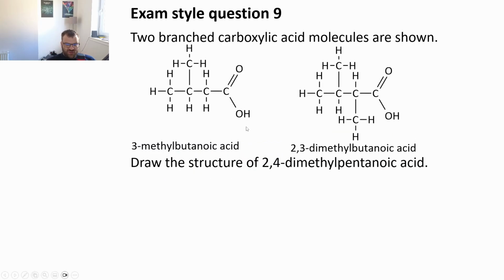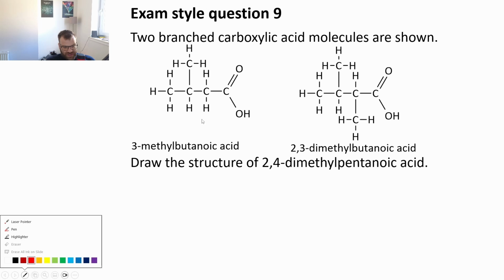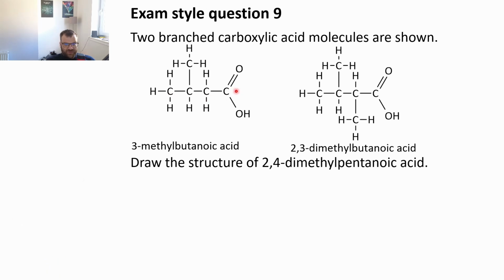Next one, we'll get 2 branched carboxylic acid molecules. They've given us the names for them, so they're kind of helping us out a little bit. Let's just try and make sense of them. So butanoic acid, because we've got 1, 2, 3, 4 carbons through the centre. 3-methyl, because of the third, which means this carbon here is number 1. And the next one, it's 4 again. So you can see butanoic acid stays the same. It's 2 1-carbon branches off the second and the third, 2,3-dimethyl butanoic acid.